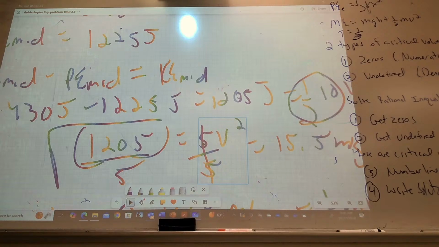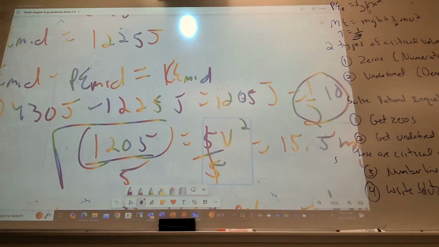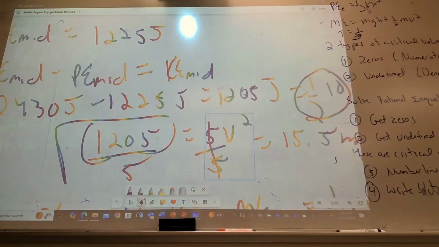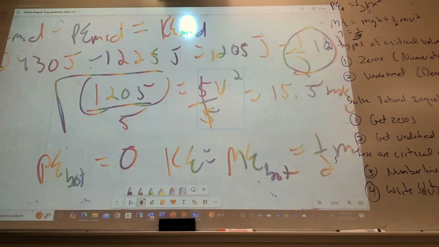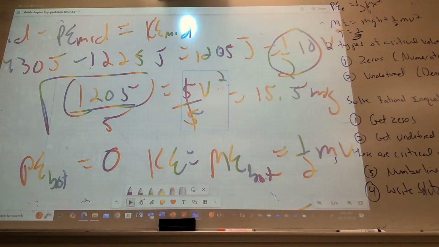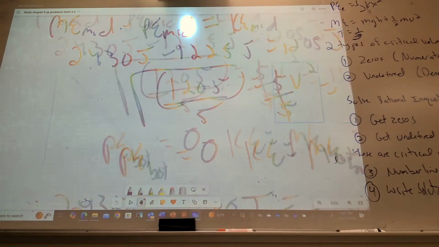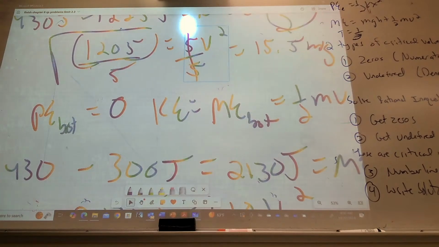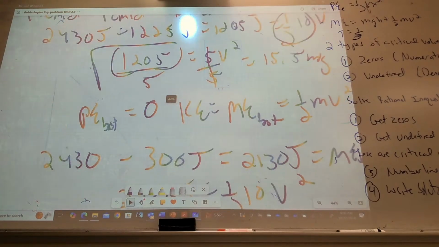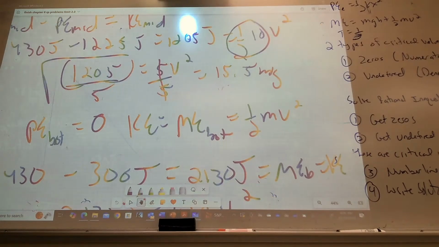Okay, the potential energy at the bottom is what? 0. Mechanical energy at the bottom is 2,130. Right, we subtract out our work loss to friction. So we have 2,130. We started with 2,430. We subtract 300 to get 2,130 for our mechanical energy at the bottom.